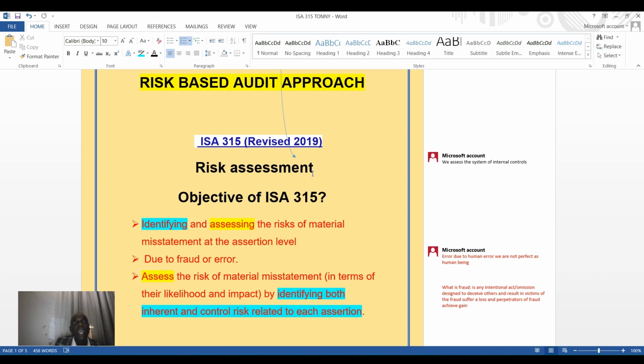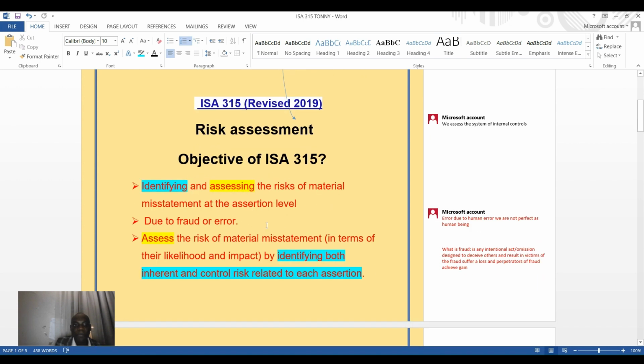Error: as human beings, there's a potential for human error. Always, we are not perfect as human beings. We can make errors. That is why the system of internal control can provide a reasonable assurance, not absolute assurance, because there are inherent limitations of the system of internal controls. For example, potential human errors, and management can override the system of internal controls.